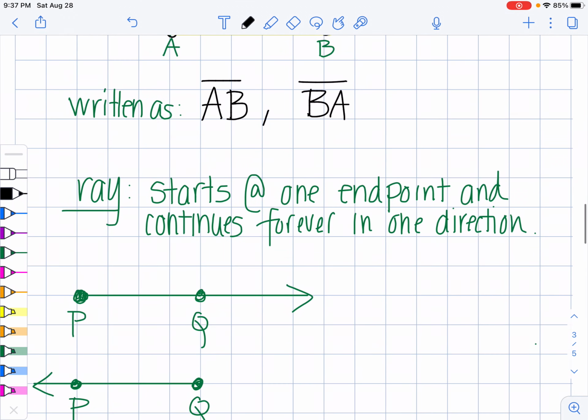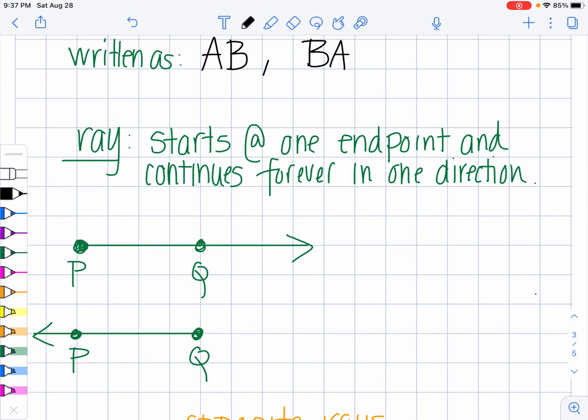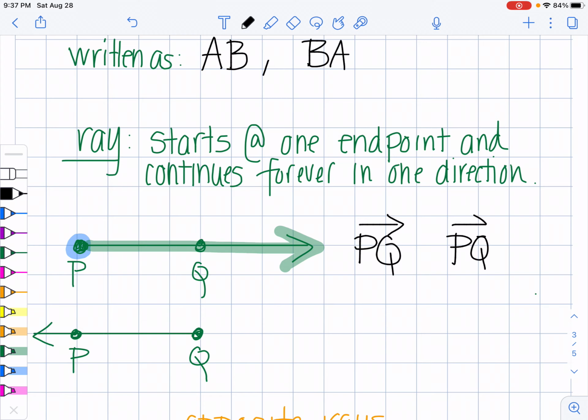And then the other thing that we have to talk about is a ray. Now a ray is going to start at an endpoint and continue forever in one direction. So here, I'm going to start here at point P, and then I'm going forever in the direction where my arrow is. So I call this ray PQ, and I draw a ray symbol over top of it. Now in math, some mathematicians are lazy, and they just draw a half arrow like that. So you'll see that a lot of times handwritten.